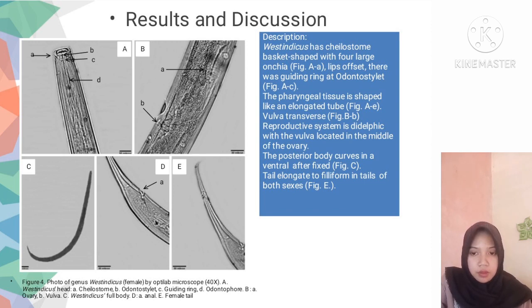Female reproductive system. The vagina is sclerotized. The tail is gradually tapered with a length of 145.91 to 151.24 micron.